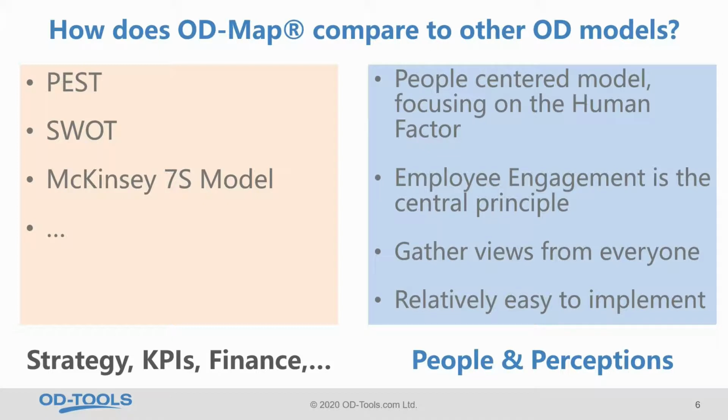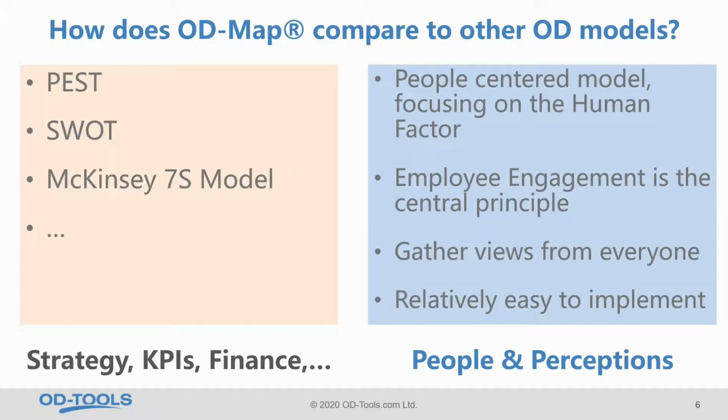The other theory that is included in ODMAP is the employee engagement principle. To compare it with other OD models that you probably know, PEST or SWOT or McKinsey's 7S model, the ODMAP model focuses on the soft factors, on the human factors of organizational effectiveness. The other models usually have to do something with strategy, with finance, and measurement is based on KPIs. ODMAP is focusing on the intangibles, the hard-to-measure soft factors, human factors, and the data source is gathering views from the employees, from everyone.